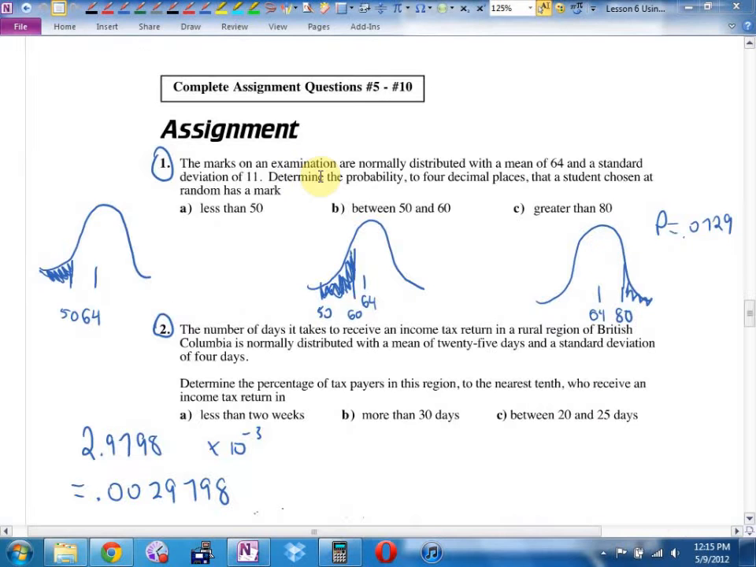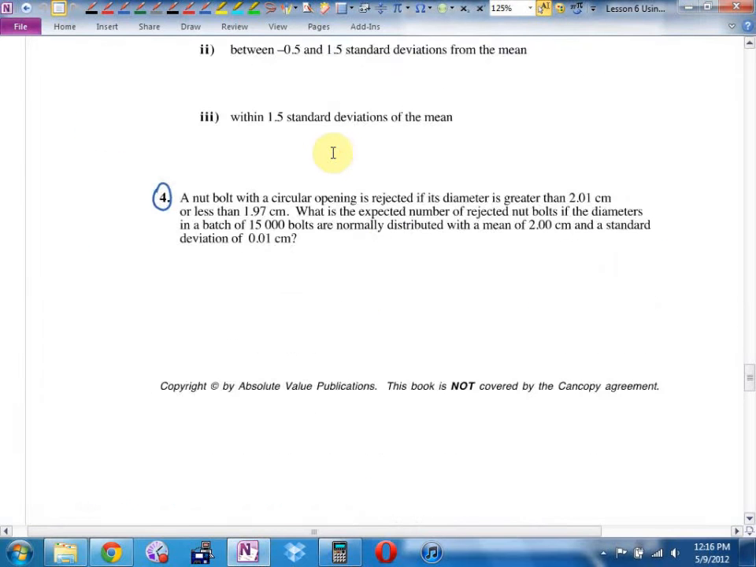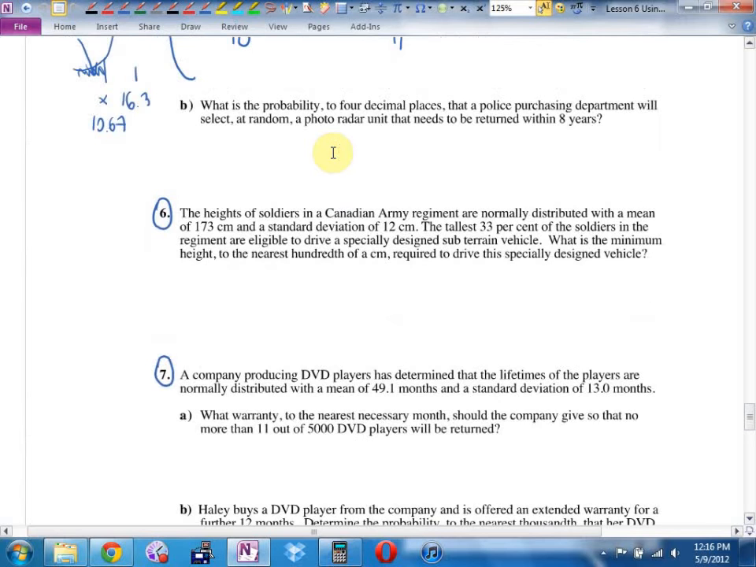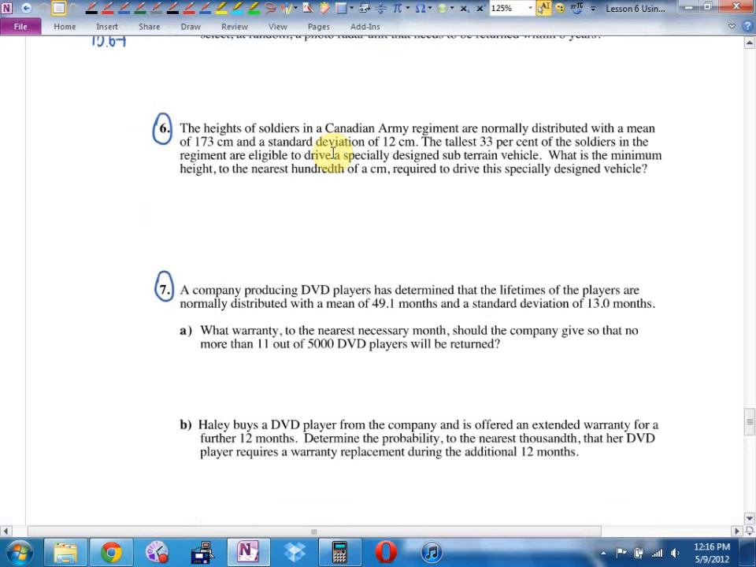So homework from last day, page 247. I had already assigned questions 1, 2, 3, 4, 5, 6, and 7. And I'll start out by saying, are there any of these that you could not get? Because there were some tricky ones here.